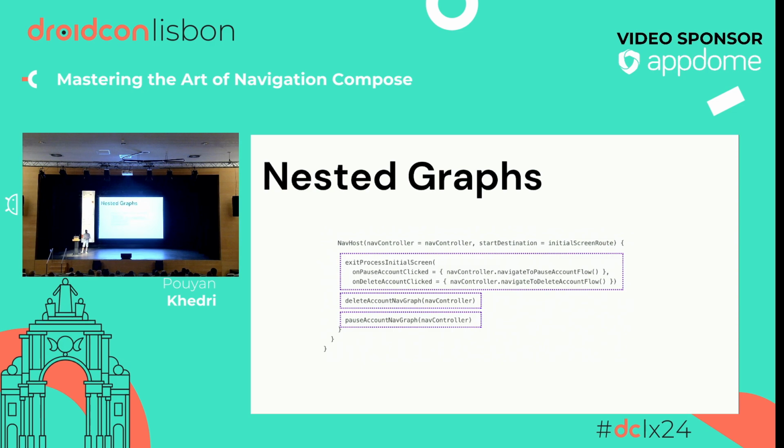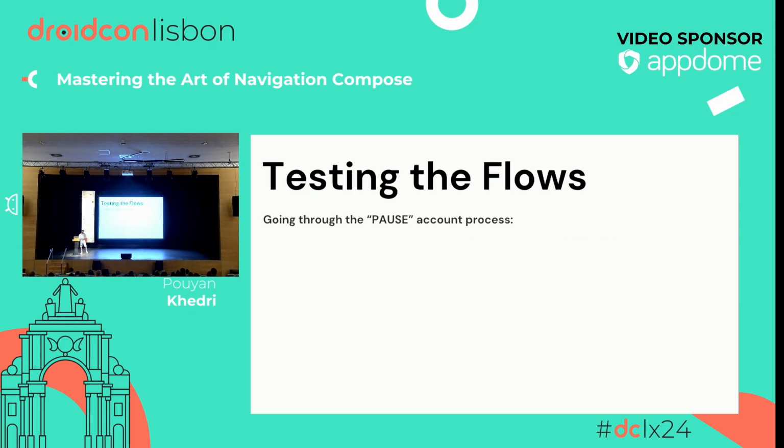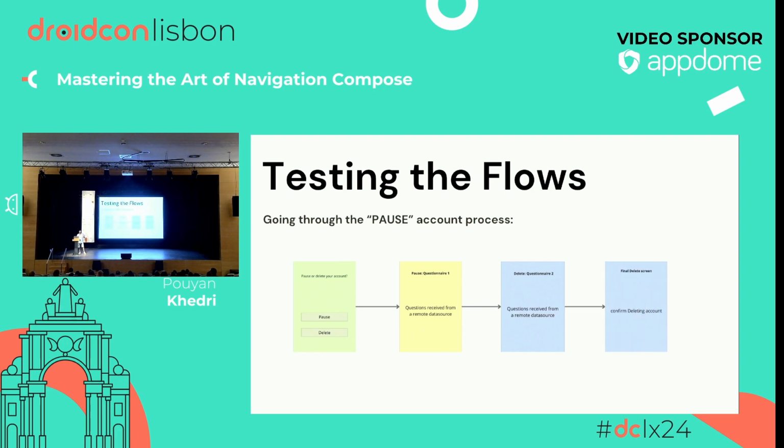Now it's time to test the flows and see what we did. So we started to test the pause flow. We started with this screen, pressing pause. We saw the first question screen, everything is working fine. We answered the question, moving forward. All of a sudden, we ended up in the second question screen from the delete flow. And moving on, we ended up in the last screen from the delete flow, confirming delete account. We started from pause, but we ended up in delete.